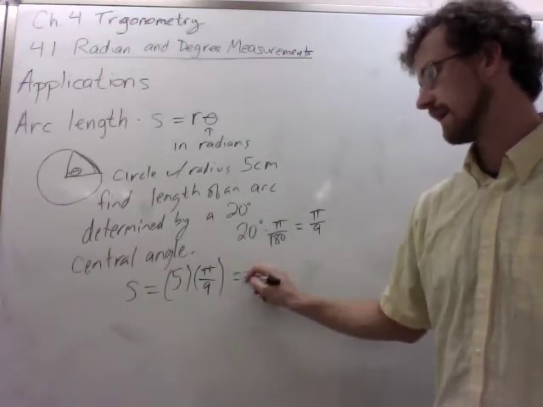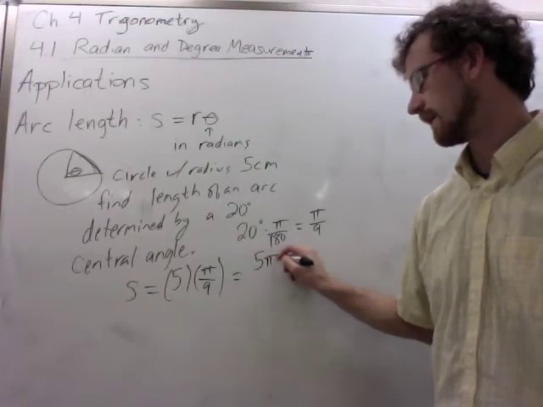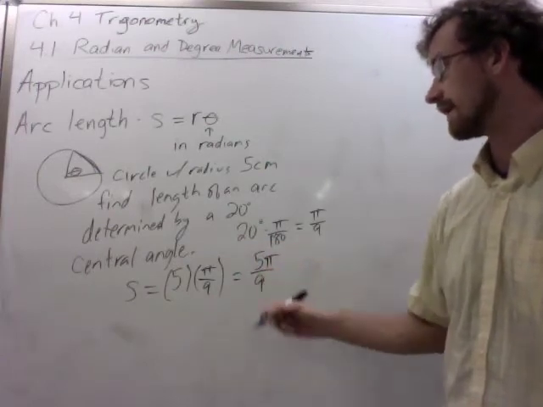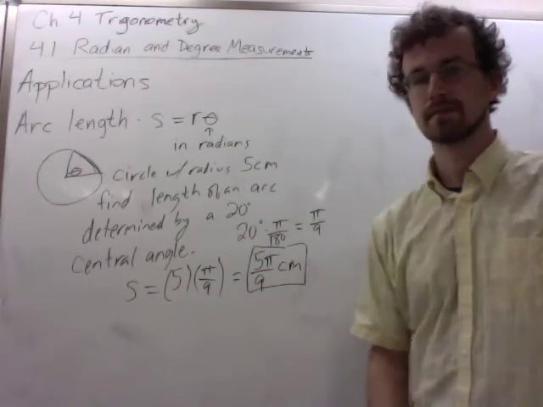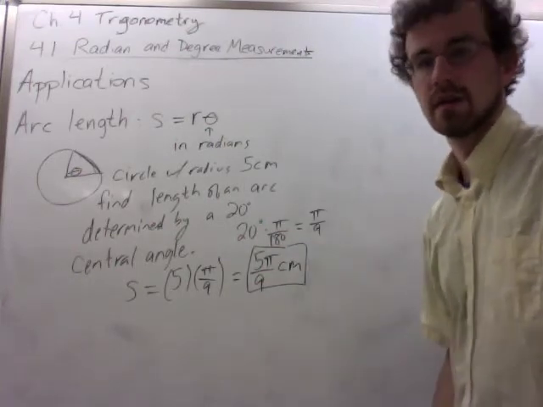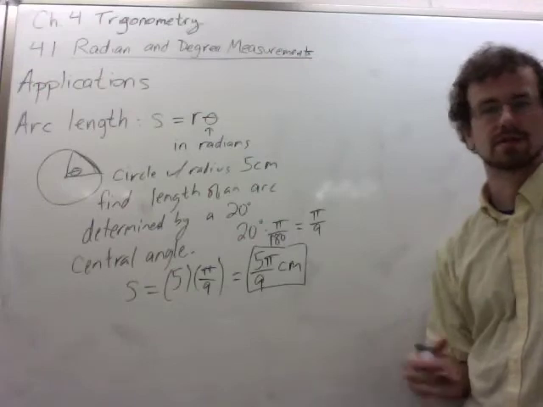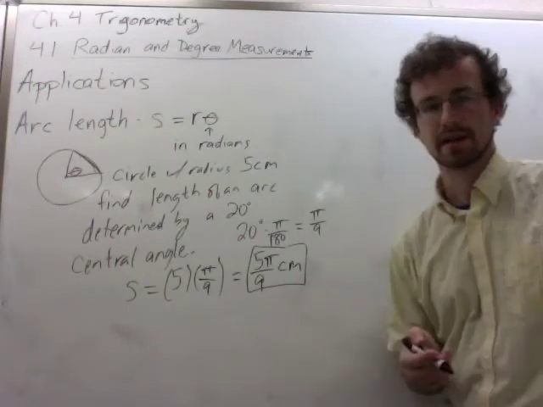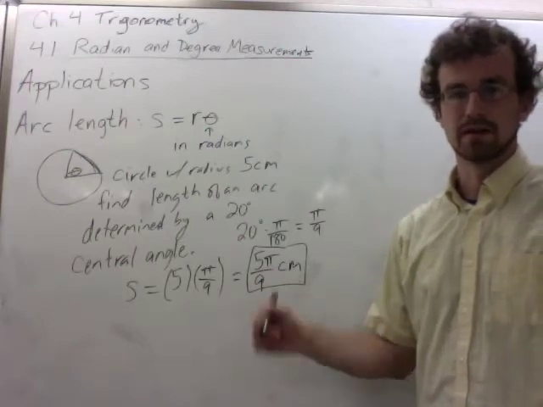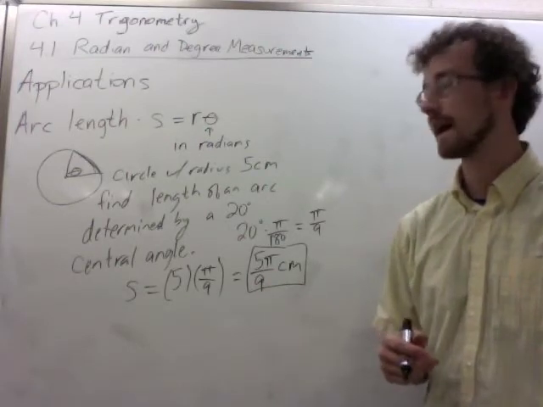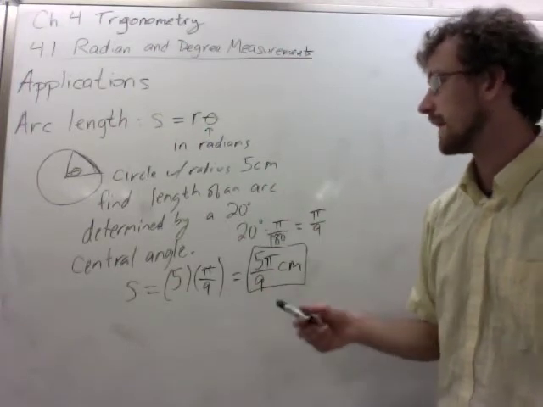And I'm perfectly fine with you just saying that our arc length is 5 pi over 9 centimeters. Right? If the book says round your answer to whatever, you can punch that into your calculator and get a value. But on a test or quiz, I'm fine with you leaving your answer in terms of pi. It's just applying that formula.